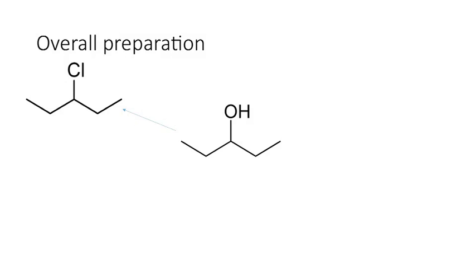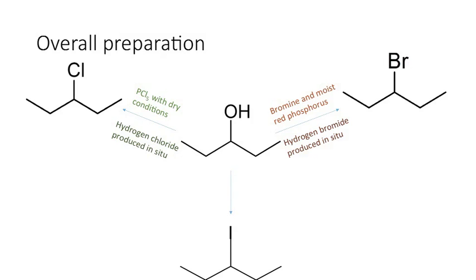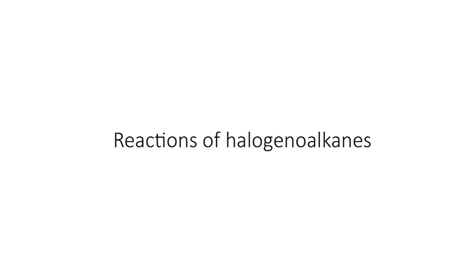So just an overview of the preparation. If we take our alcohol here, we can make it into a chloroalkane via PCl5 in dry conditions, or hydrogen chloride produced in situ. We can make a bromoalkane by bromine and moist red phosphorus, or hydrogen bromide produced in situ. And finally, we can make an iodoalkane just through iodine and red phosphorus.